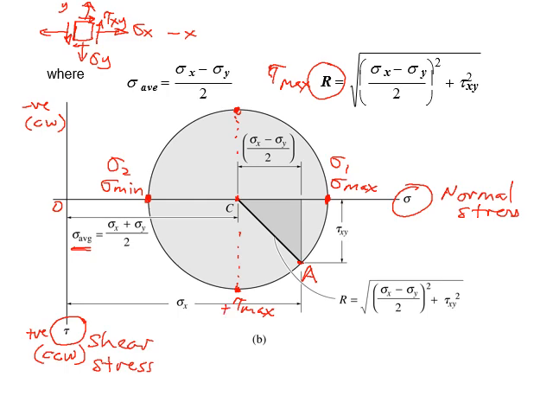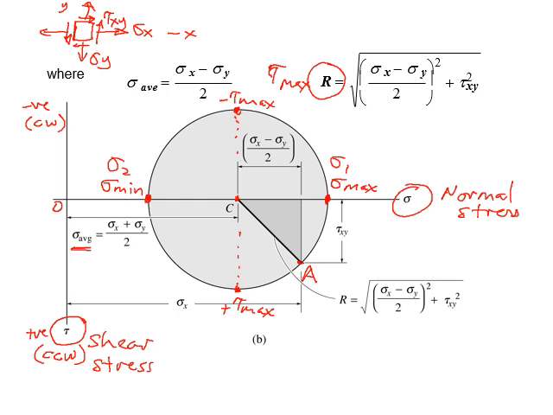And on top here, you have minus tau max. Okay, so you can see clearly the values and where they sit in relation to each other. Now, why is this important?